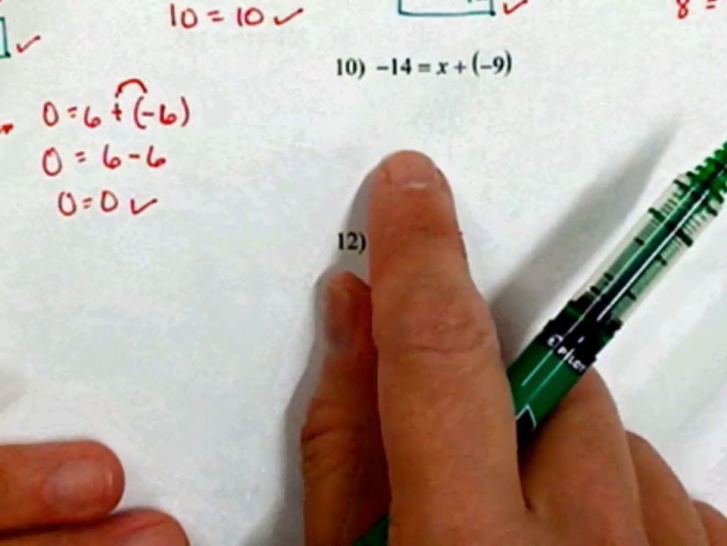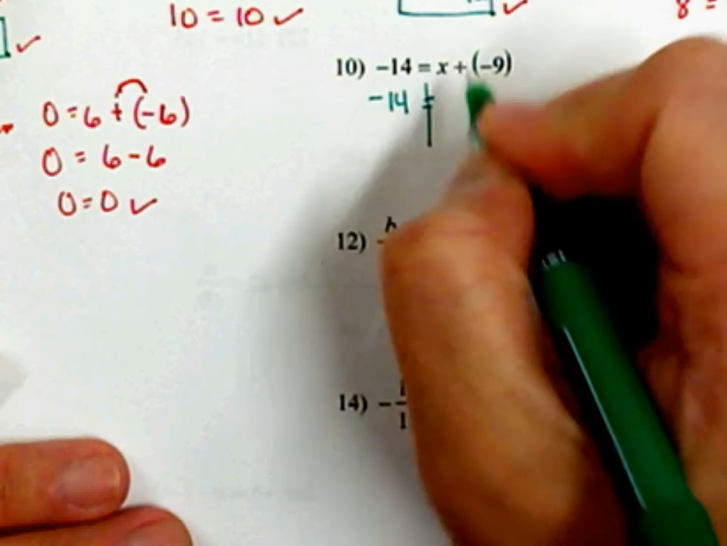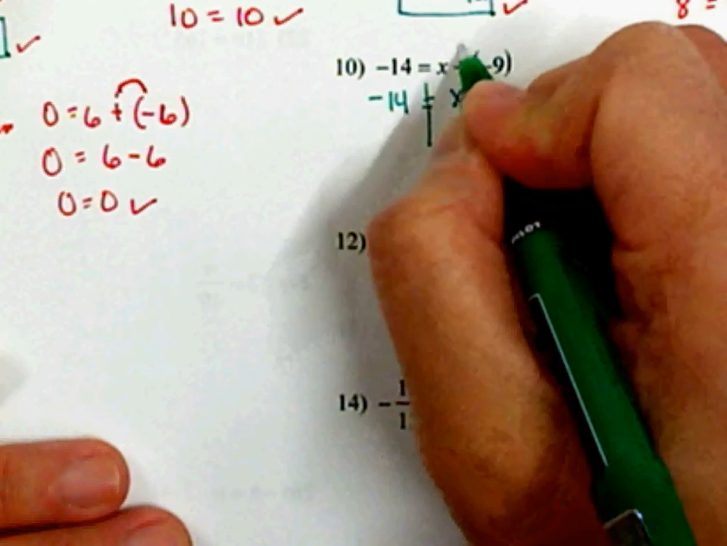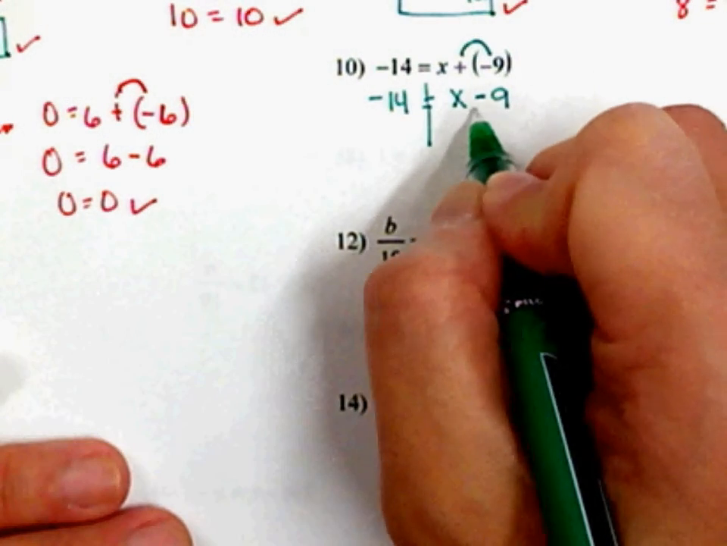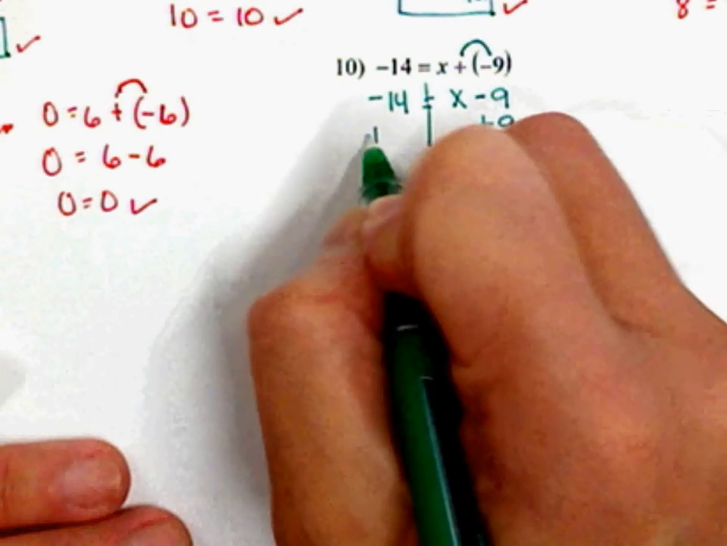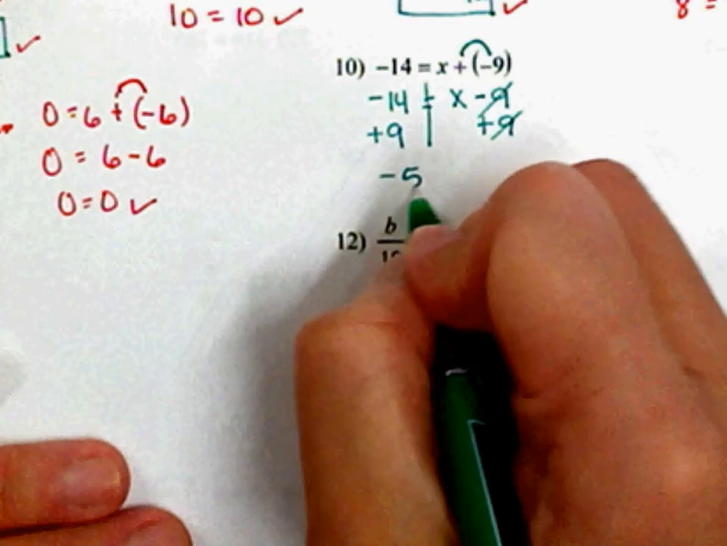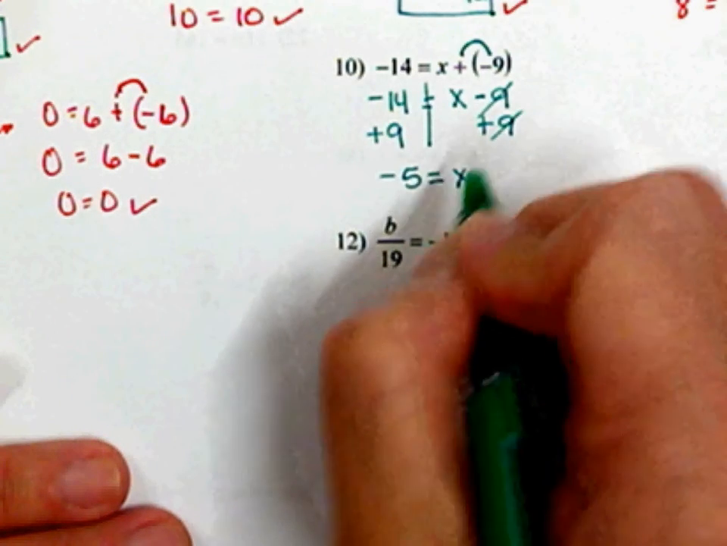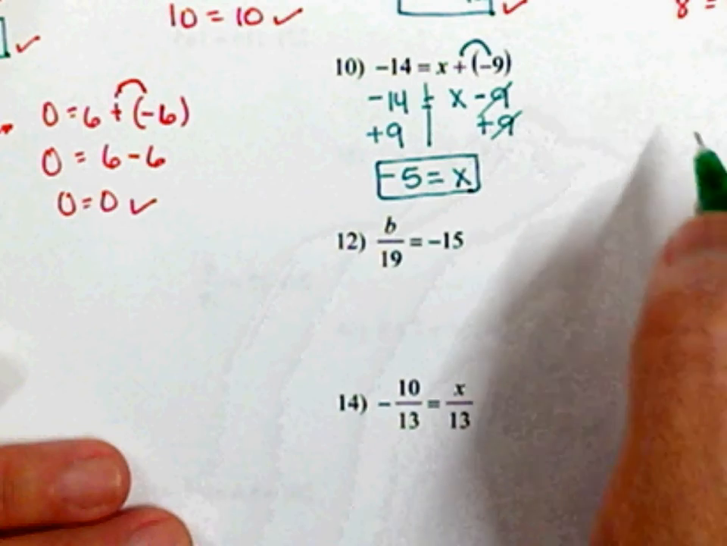Number 10. Negative 14 equals x minus 9. Anytime you see those two signs, now do your math. Solving for x, opposite of negative 9 is positive 9. Cancel. Negative 14 plus 9 is negative 5. Bring down your equal. Bring down your x. Do your math left to right, top to bottom. Okay? Let's check your work.